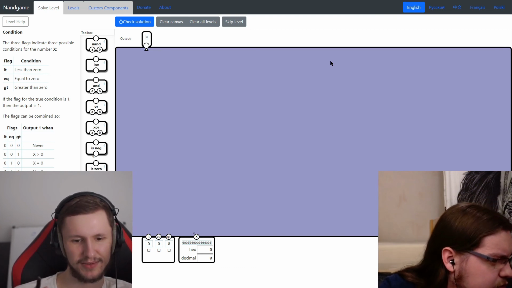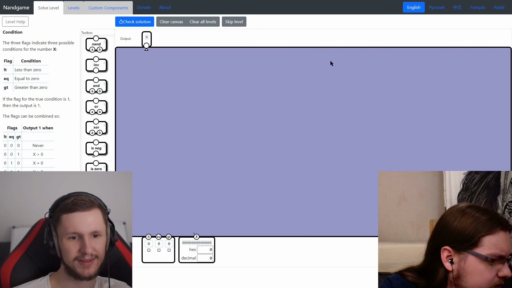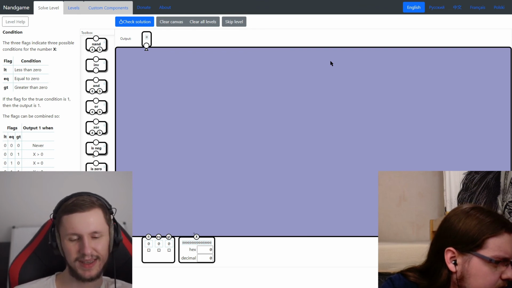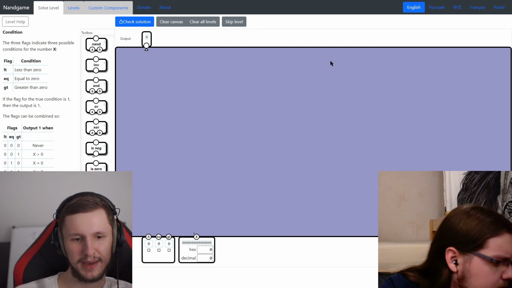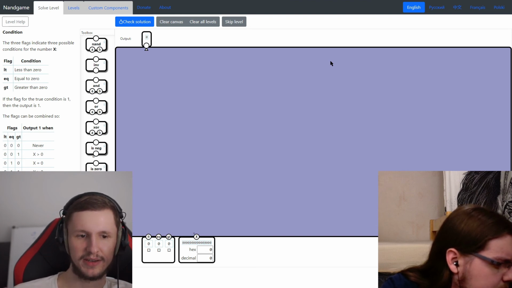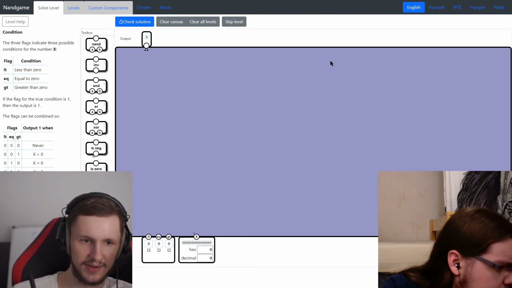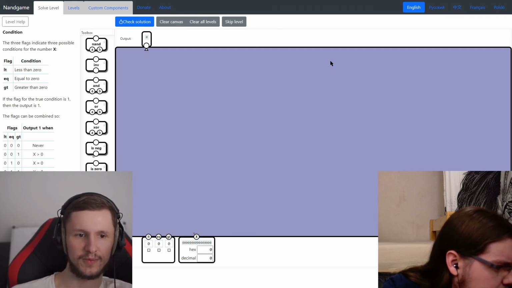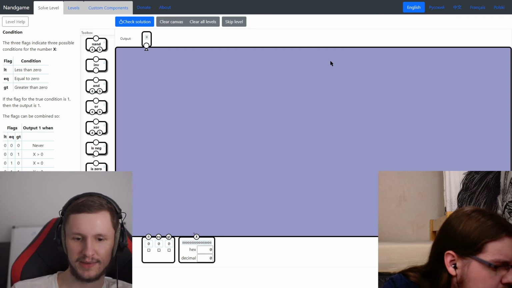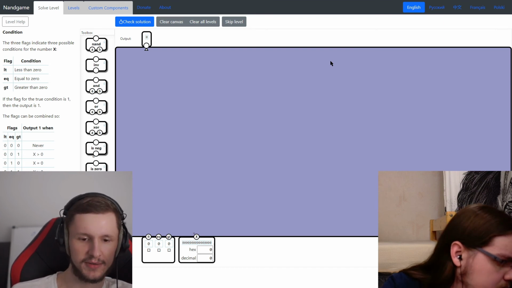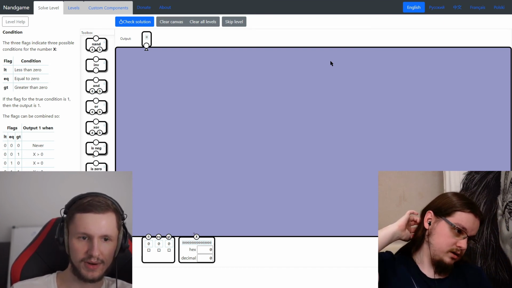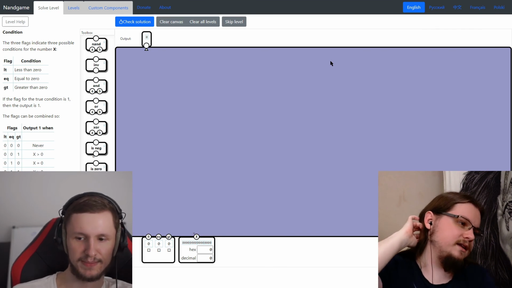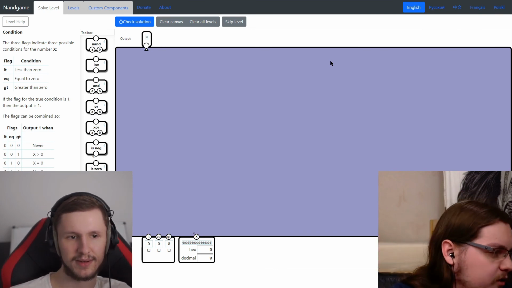If the flag for the equals is 1, then the output is 1. If x is actually 0 and you pass in the equals flag, then you output 1. If x is 0 and you pass in any other flag, like lower or greater, you output 0. They want to know if the flags are correct, basically.